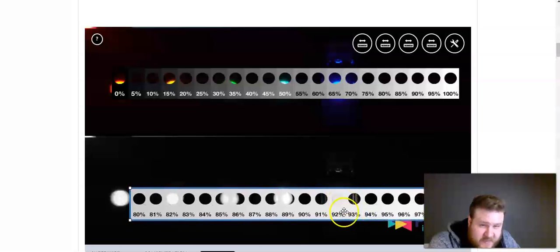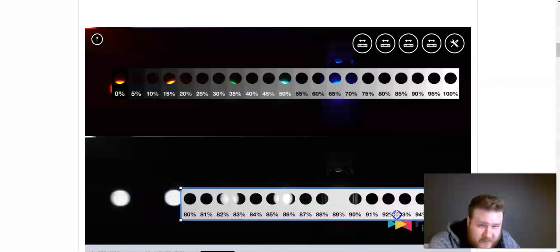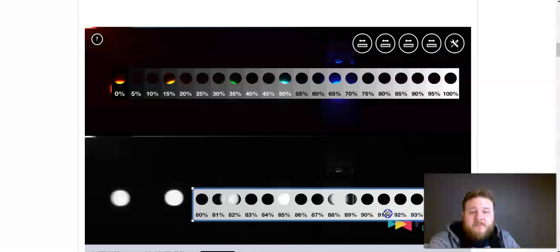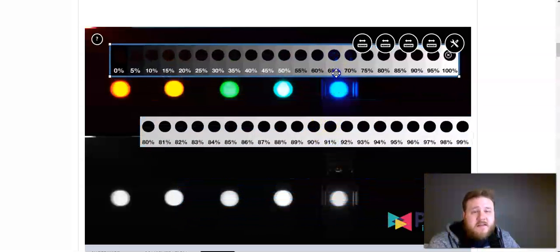On 92%, it looks a little too dark. So I'm going to say it's closer to 90, maybe 89-ish, maybe 88. Somewhere around there between 88 and 90. That's what I would say the transmittance is.